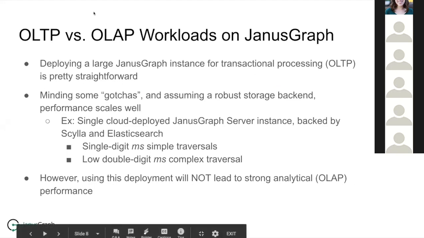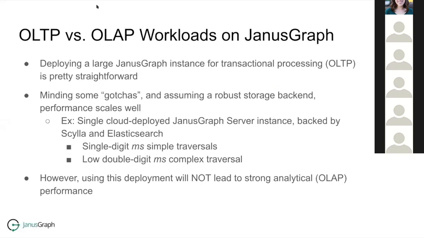Yeah, so like Ted mentioned, we have these OLTP and we have these OLAP workloads. In theory, we want to be able to run them both on JanusGraph. And so deploying a large JanusGraph instance purely for transactional processing is pretty straightforward. It's not a big deal to scale up a pretty robust server instance where you back it with Scylla and Elasticsearch. They'll give you low single-digit millisecond simple traversals where you're pulling out maybe 1 or 2 elements at a time, and then low double-digit millisecond complex traversals where maybe we have a lot of filtering and projection operations.